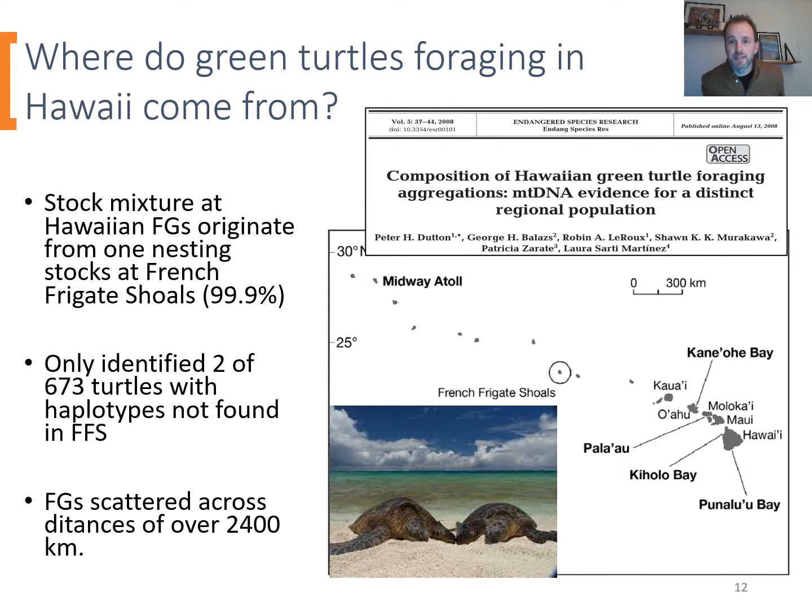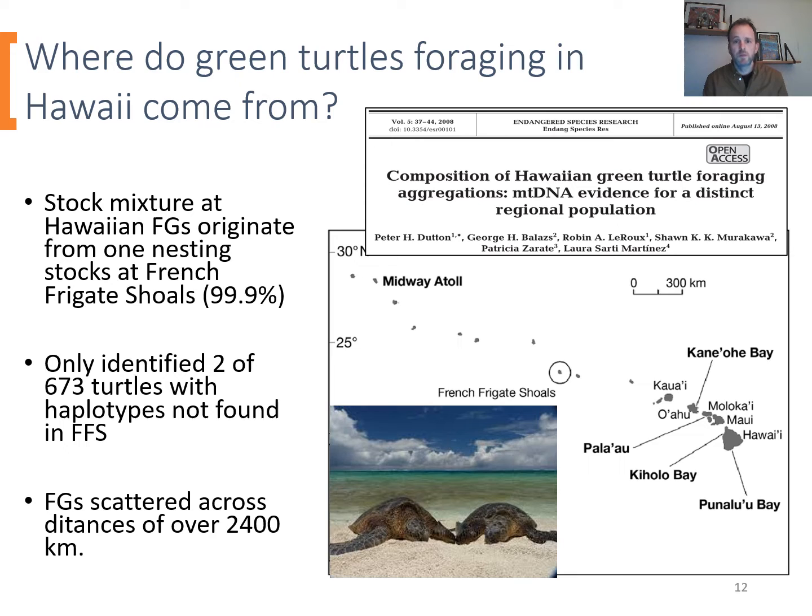Okay, so my first example here is, as far as I know, the first study using mixed stock analysis in the Pacific Ocean and looking at where green turtles foraging in Hawaii might be coming from. So in Hawaii, green turtles forage primarily around the Hawaiian Islands, but the main nesting beaches are found at the French Frigate Shoals about 1,000 kilometers to the northwest.